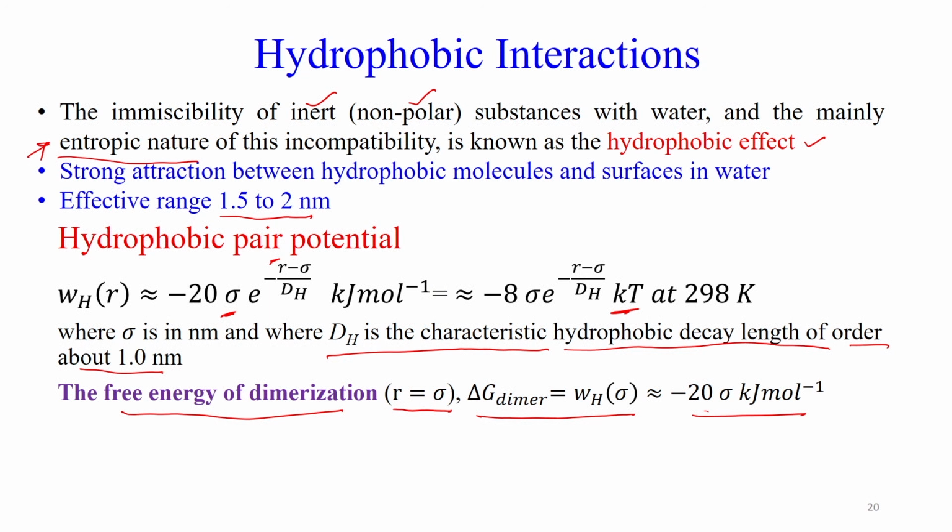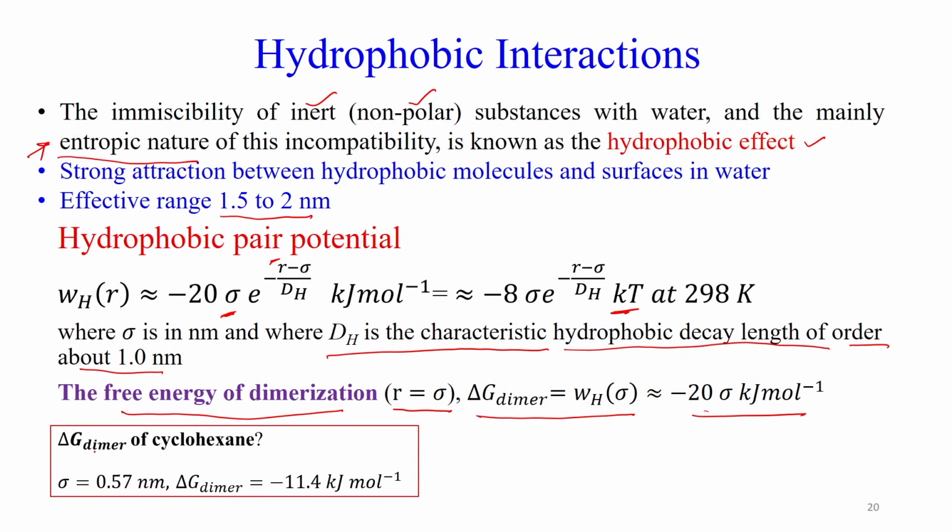So, free energy of dimerization is known for many molecules. We will just see one example here: delta G dimerization for cyclohexane. For cyclohexane, the value of sigma is 0.57 nanometer. If you put the value of 0.57 nanometer, delta G dimerization is coming out to be minus 11.4. It is very close to the value minus 11.3 or so. So, using this very simple pair potential expression, we are able to calculate the free energy of dimerization.